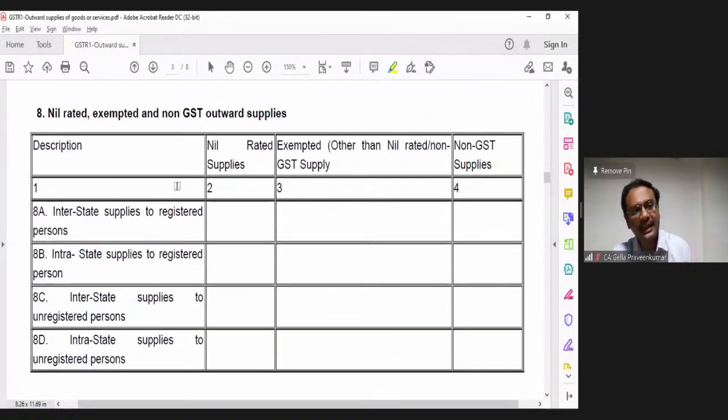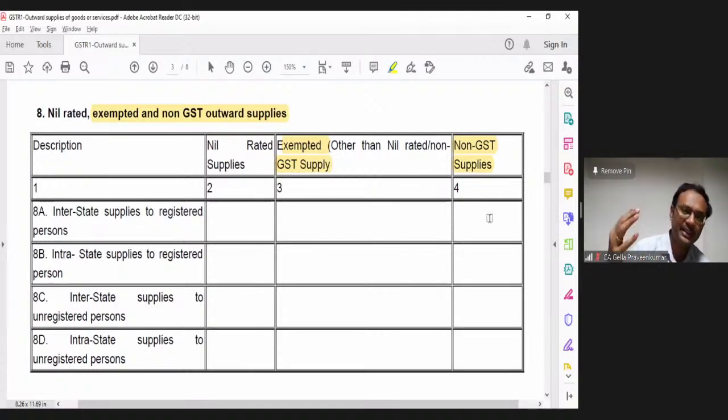Next aspect, table 8: nil rated, exempted, non-GST supply. Most of the cases, we fill this exempted turnover, we fill this non-GST supply. Now, I draw your attention to this table 8 this way. When you, as an article assistant, are doing an audit, and your client has given the data, you will check the credit side of P&L. Based on the credit side of P&L, I'll see whether all the information has been captured. I'll come back to my Excel file to make you understand this particular exempt supply.